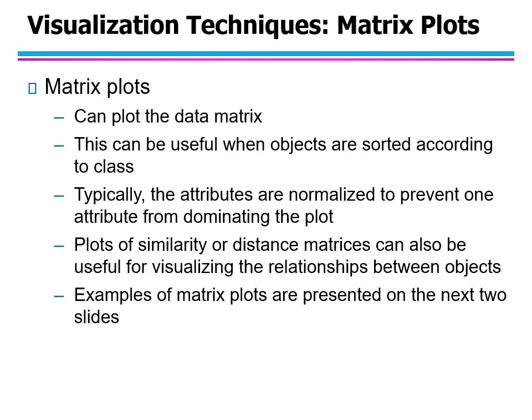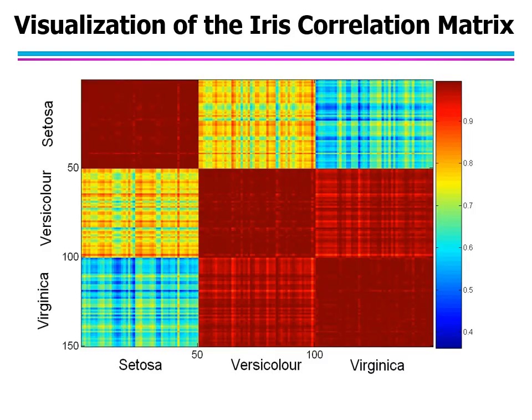The plot of a similarity or distance matrix can also be useful for visualizing the relationship between objects or two variables. This one as well is an example of an Iris correlation matrix. Each pixel in the matrix shows how similar or correlated two samples are based on their feature values. The dataset is grouped by species, which are setosa, versicolor, and virginica.